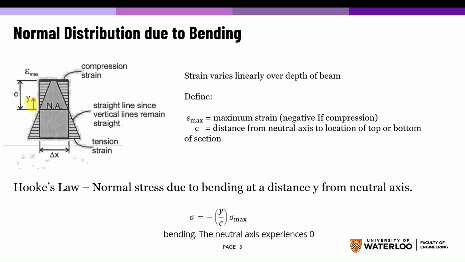The neutral axis experiences zero strain, while the top fibers undergo compression and the bottom fibers experience tension. Using Hooke's law, stress is shown to follow the same linear pattern as strain, with maximum values at the top and bottom of the beam.